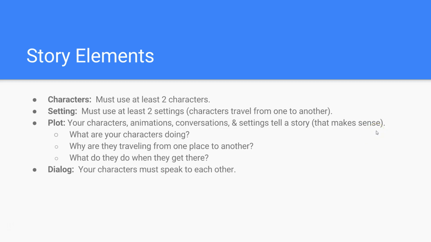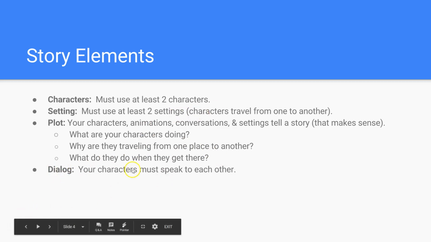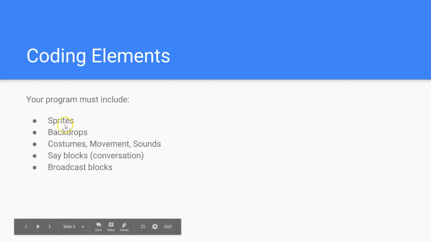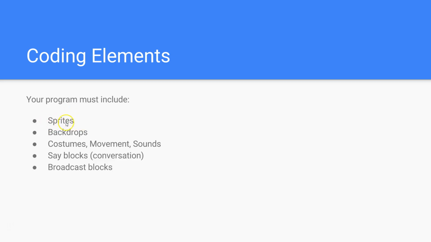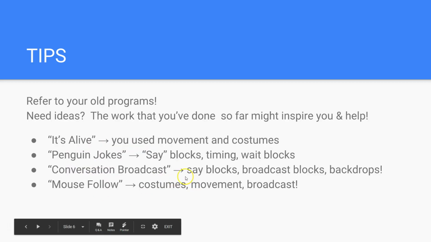So you're going to use your technical tools to make something that is kind of like English class. So you want to think about what are your characters doing, why are they going from one place to another, what are they doing when they get there, and so you kind of have to be almost like you're in English class, but then you're in the back behind that, you're making it all happen with the tools that you've learned in programming class, and you need some dialogue also. So what they're going to say to each other. So these are all things that you've used kind of in isolation. Sprites, backdrops, costumes, movements, and sounds, say blocks, broadcast blocks are your toolbox, your best friends.